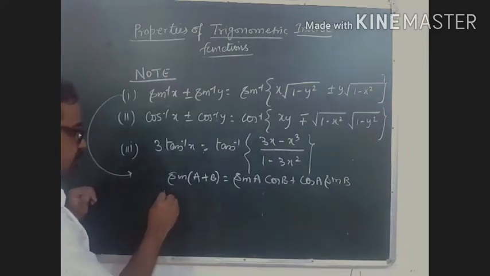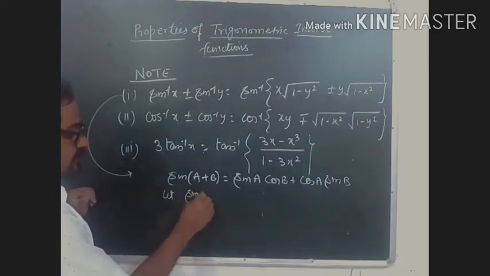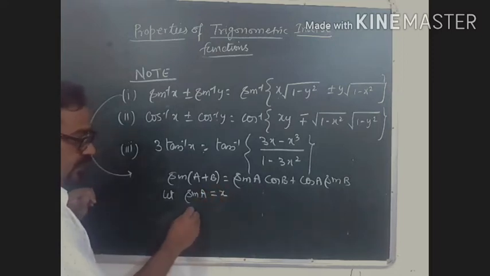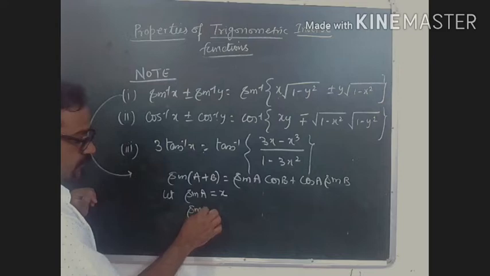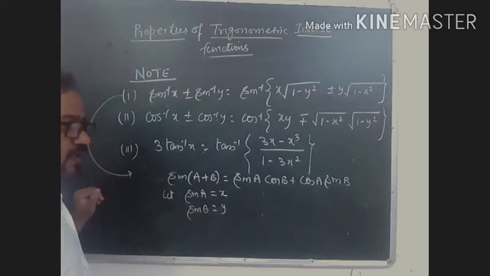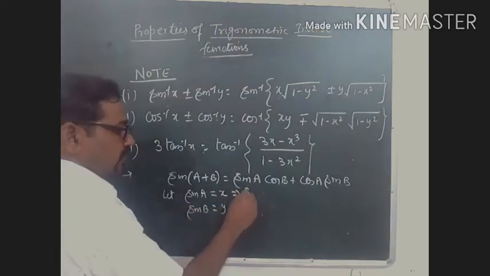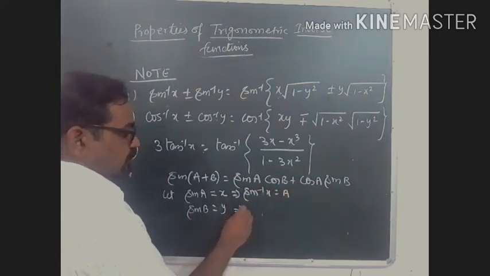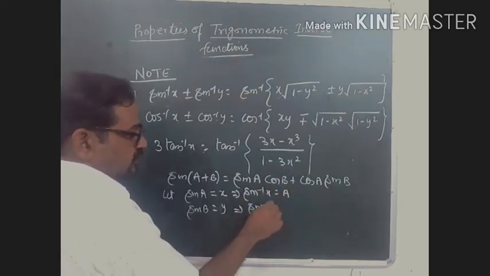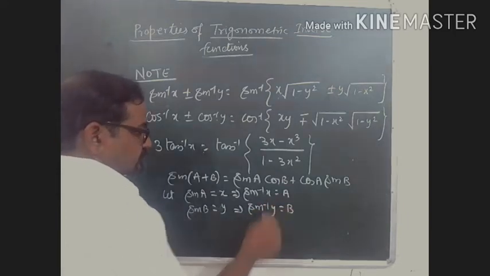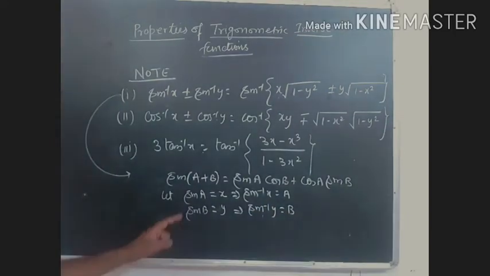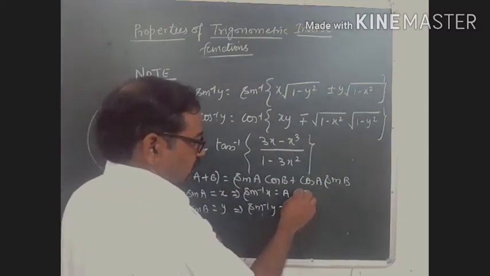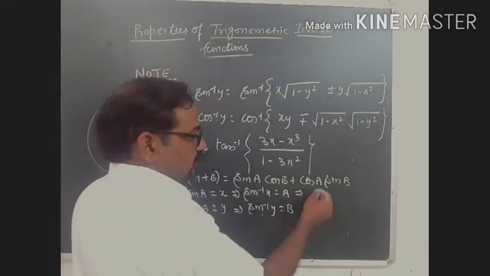Then let sin a equal x and sin b equal y. Therefore, a equals sin inverse x and b equals sin inverse y. But in this identity, we need sin a and cos a. So now we find cos a.